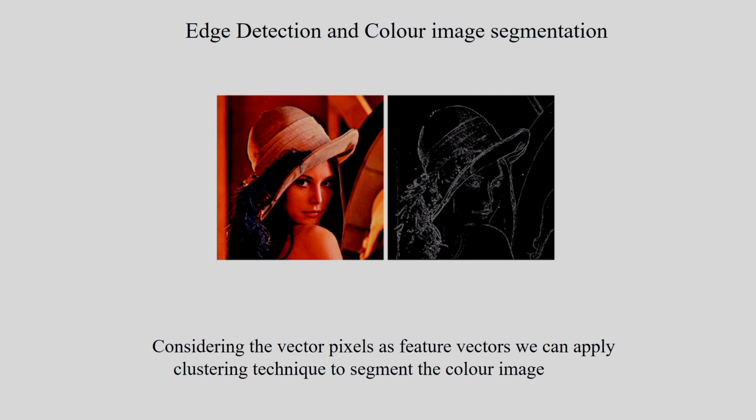So when I discuss the concept of edge detection and color image segmentation, then you can understand this concept. Mainly the concept is very similar to the grayscale image. For the intensity component, I can apply the edge detection technique. So this is about edge detection and color image segmentation.